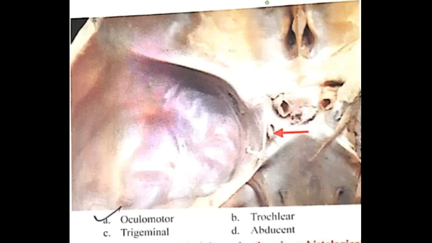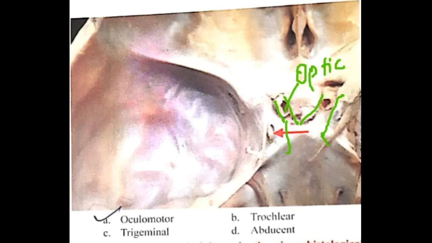Hello friends, this is one more previous year question, anatomy. A nerve is marked here and the options were given. The question is, what is the marked structure in this cranial cavity? If you see, this is actually the bigger one which will come and form an X-shaped structure. So this is the optic nerve with optic chiasma.